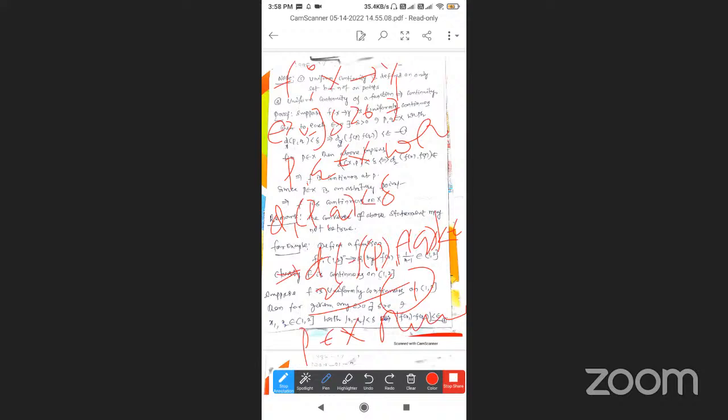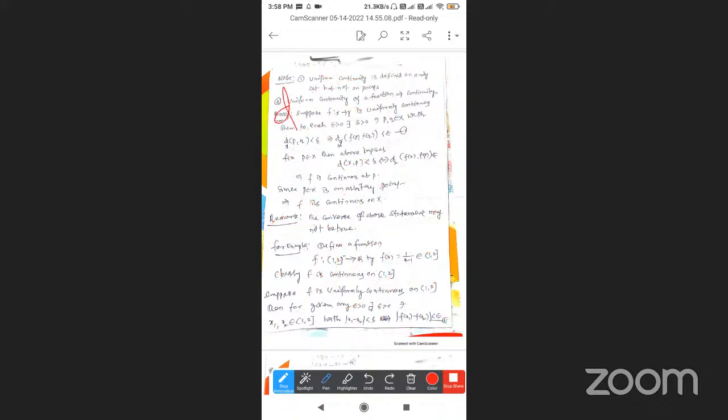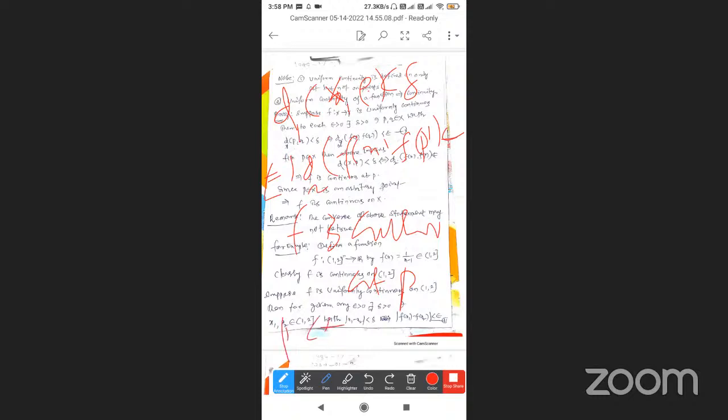What is the implication of all this? d1 of x comma p less than delta implies d2 of f of x comma f of p is less than epsilon. Then f is continuous at a point. f is continuous at the point p, and p belonging to X is an arbitrary point. So f is continuous on X.